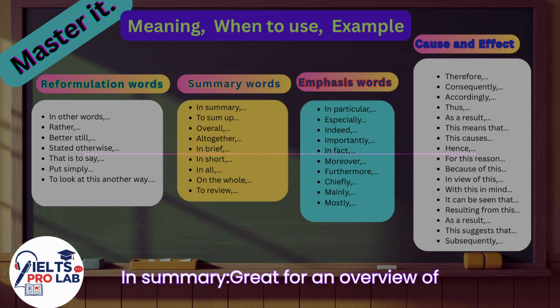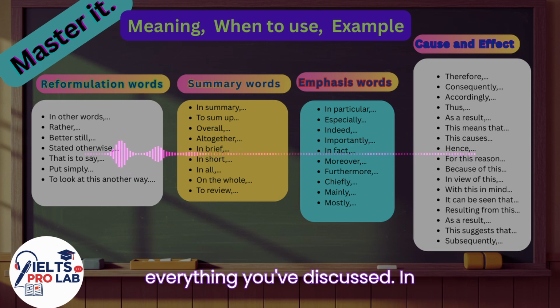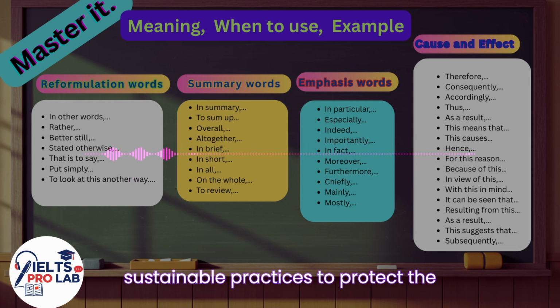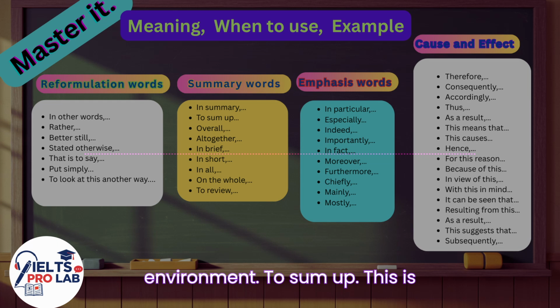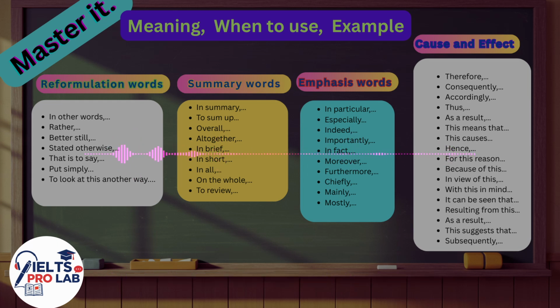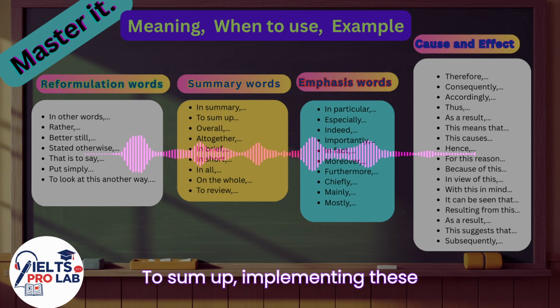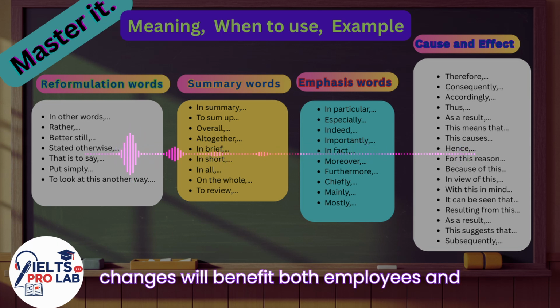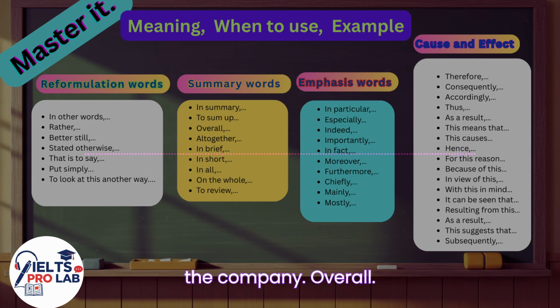In summary. Great for an overview of everything you've discussed. Example sentence. In summary, we need to adopt more sustainable practices to protect the environment. To sum up. This is a direct and efficient way to summarize. Example sentence. To sum up, implementing these changes will benefit both employees and the company.